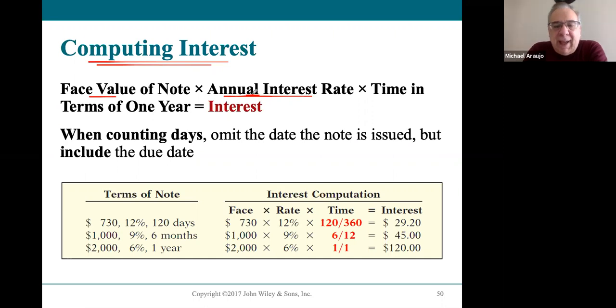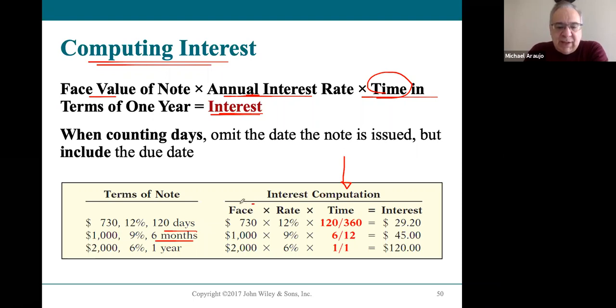And most of these notes are short term. They're for 3 months, 6 months, no more. I mean, it's really very rare. So you have to multiply that by the time in order to get the interest. Now, this time is noted here differently, okay? Because again, notes are either going to be in months, as you see here, or days. So that's going to affect the time.